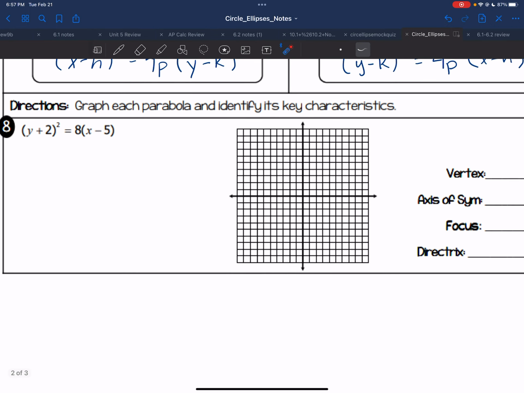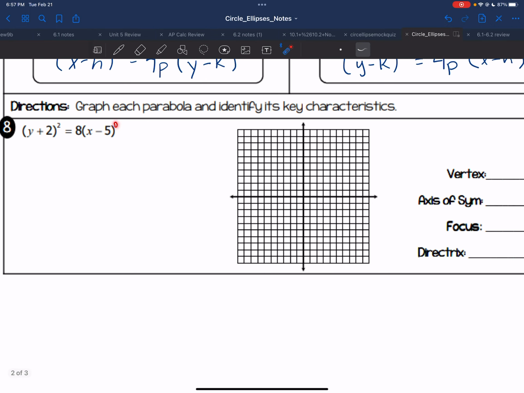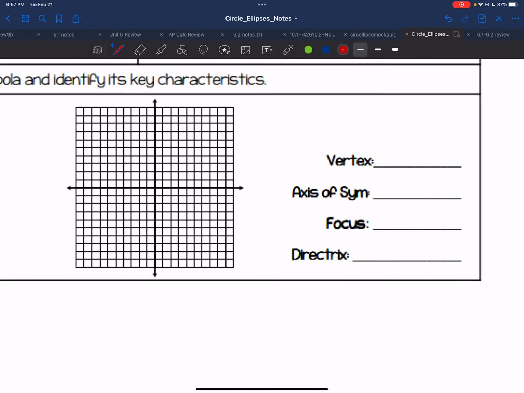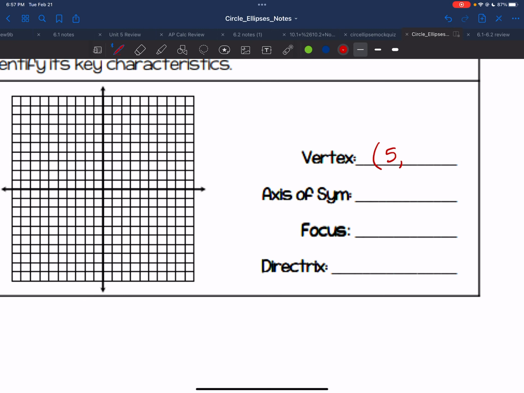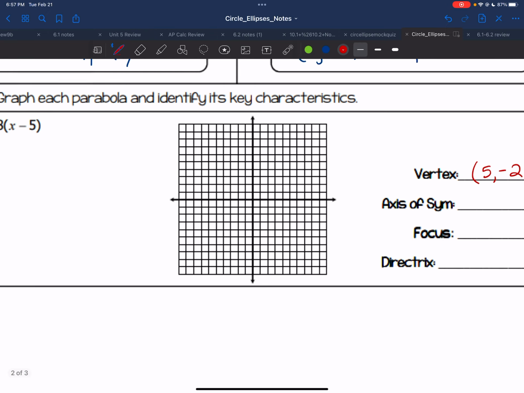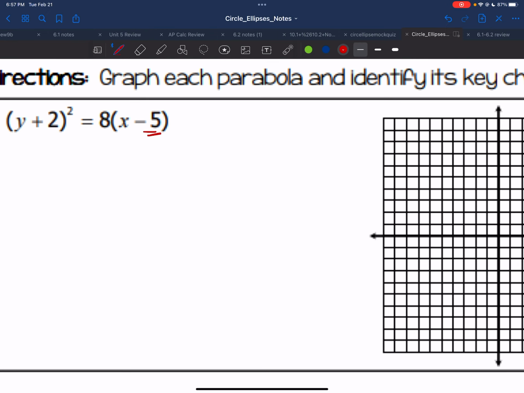All right, so let's look at our x value and our y value to find our vertex. So our vertex here is going to be (5, -2). (5, -2). And I get that from my shifts here, right? That's 5, that's -2.